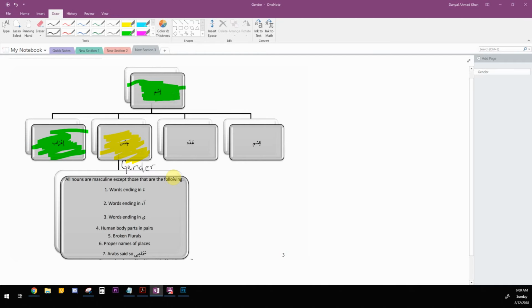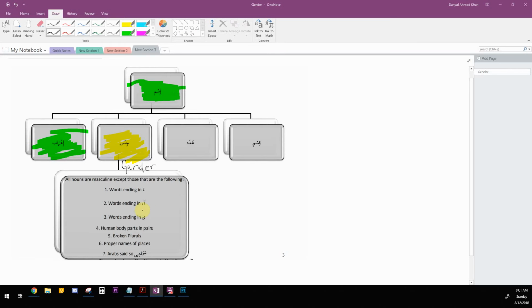Okay, by default, all nouns will always be masculine, unless you have these specific attributes. First one is a noun ending in ta marbuta, which we covered in class. This is very simple. If you have a word ending in ta marbuta, for example, Aisha, Aisha ends in this, and it is a feminine word.